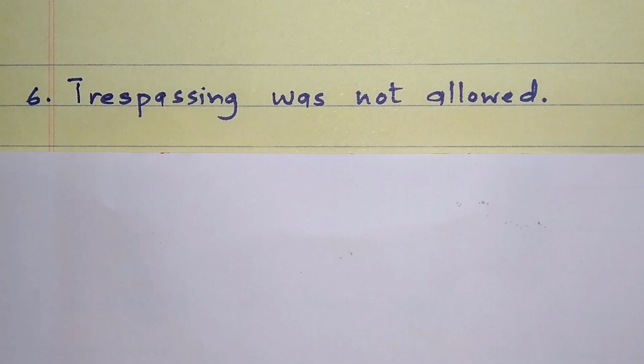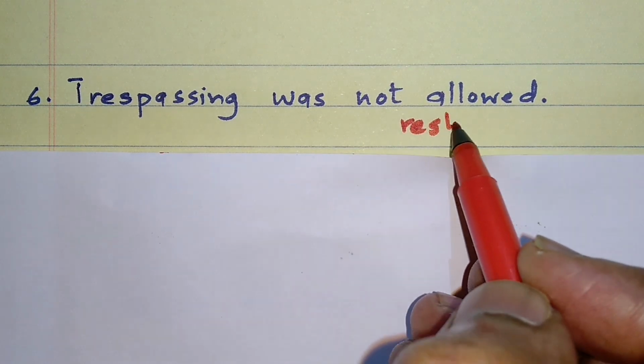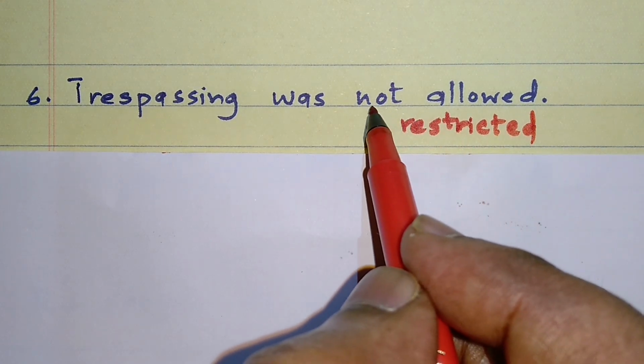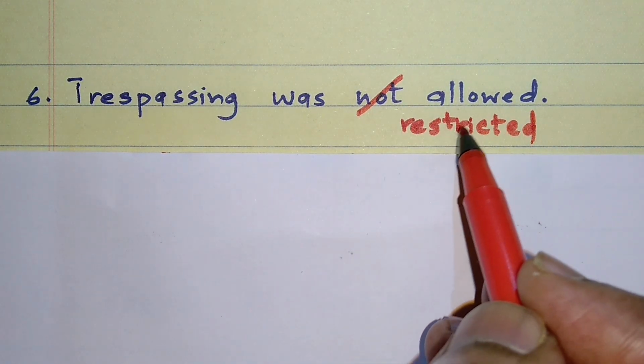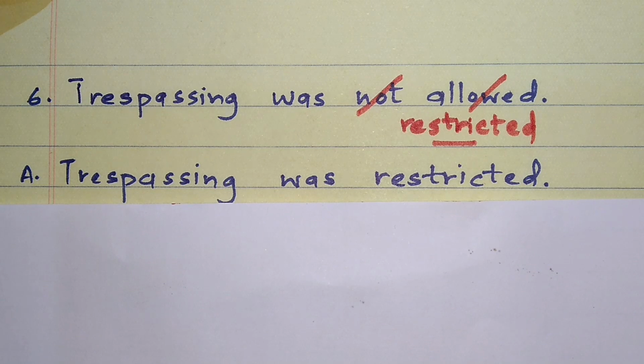Trespassing was not allowed. Friends, when we don't do something, then we can use the word avoided or avoid in the sentence. But here we are not allowed to do trespassing. We are not allowed by someone else. So in this case, we have to use words like restricted. So we will remove not and we will use the word restricted instead of allowed. So the answer is trespassing was restricted.